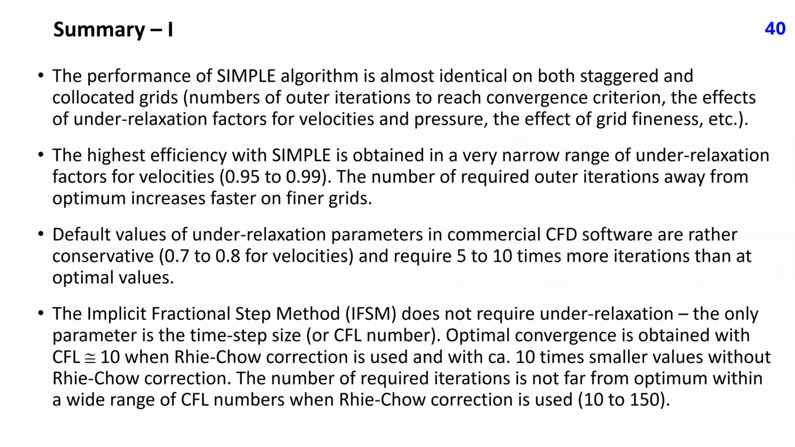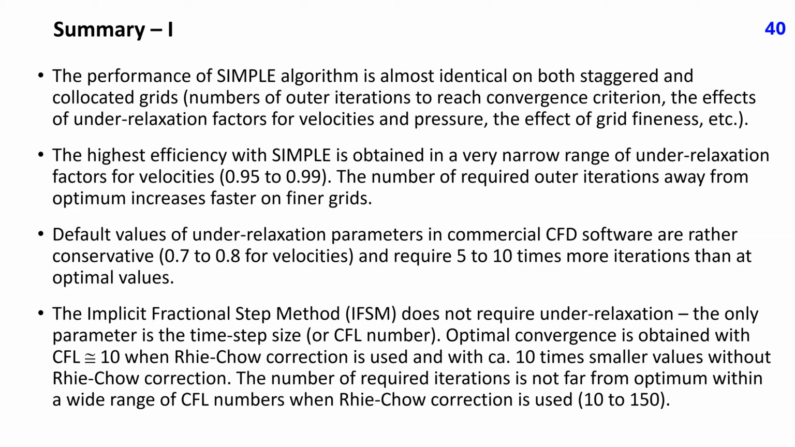This is a summary of findings from the 2 application test cases. The performance of SIMPLE algorithm is almost identical on both staggered and collocated grids. The numbers of outer iterations to reach the convergence criterion, the effects of under-relaxation factors for velocities and pressure, the effects of grid fineness, etc. are practically the same. The highest efficiency with SIMPLE is obtained in a very narrow range of under-relaxation factors for velocities, 0.95 to 0.99. The number of required outer iterations away from optimum increases faster on finer grids.